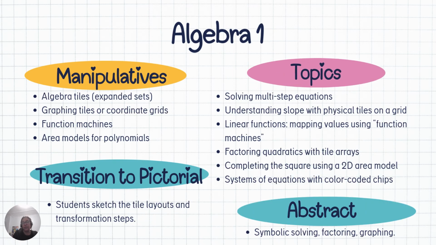In Algebra 1, the abstract level becomes dominant, but manipulatives still play a crucial conceptual role. For example, algebra tiles for factoring and expanding polynomials, tile area models for understanding the structure of quadratics, graphing tiles or string on a coordinate grid to demonstrate slope, color chips to model systems of equations, and function machine cards for introducing input and output rules. Students move from physical tiles to drawn area models, then to equations, and this progression prevents memorization without understanding the process.